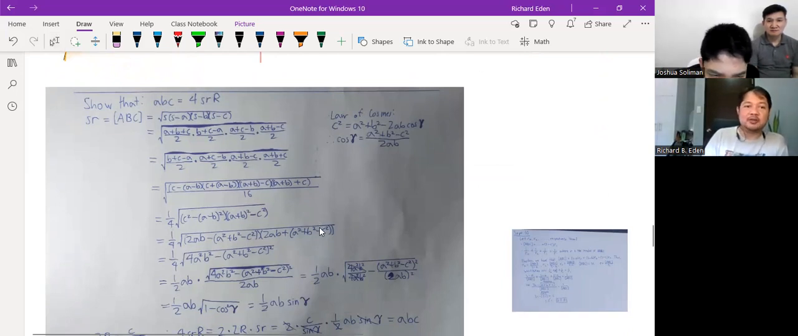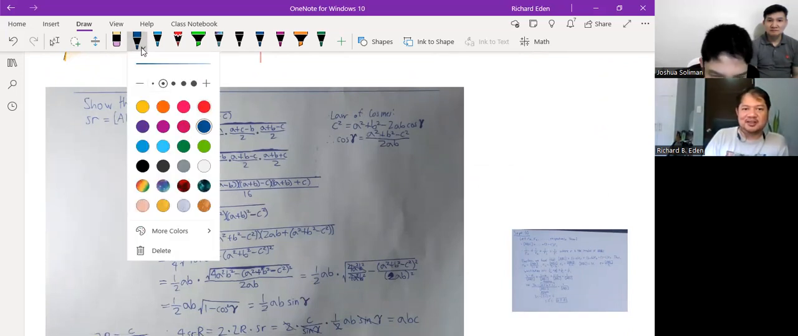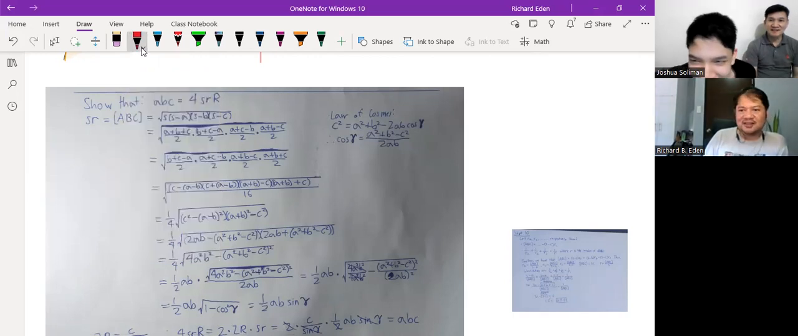And Joshua, I commend you for the perseverance that you undertook. However, see how you ended up with this: 1/2 AB sine gamma. Isn't 1/2 AB sine gamma one of the formulas we have already established for the area of a triangle? Wait, I forgot?